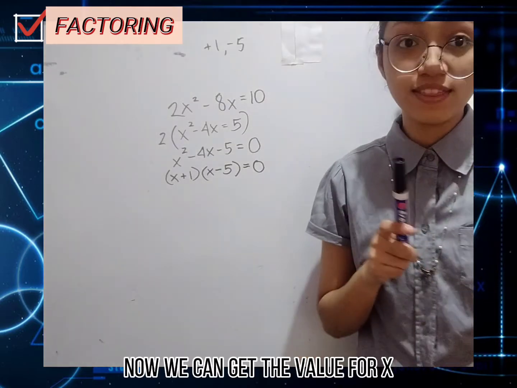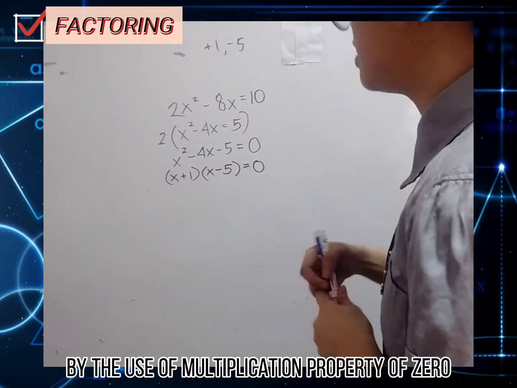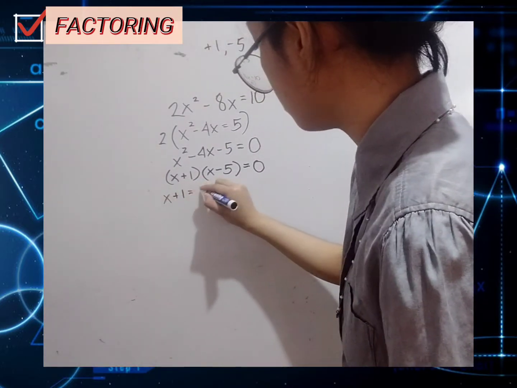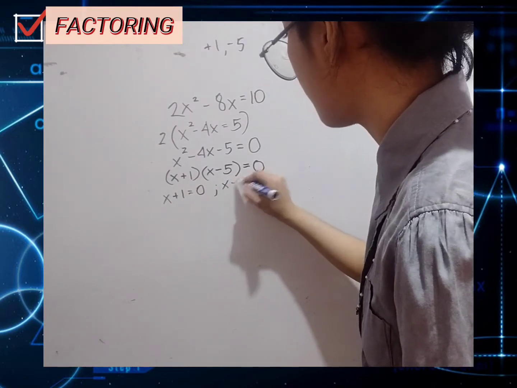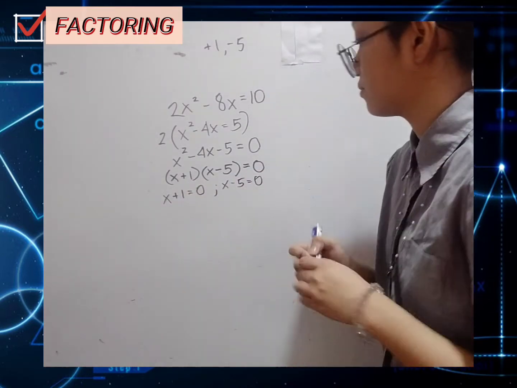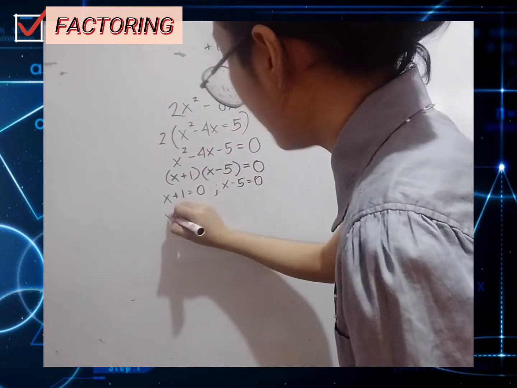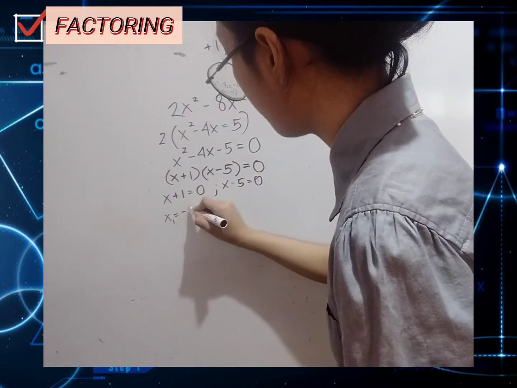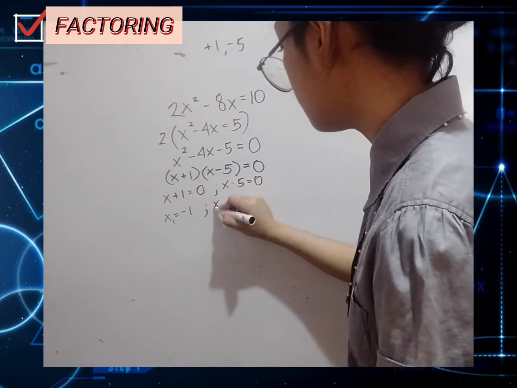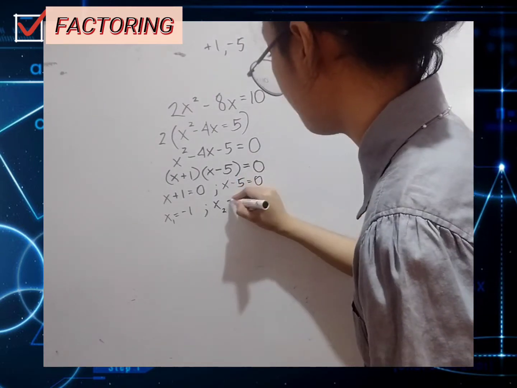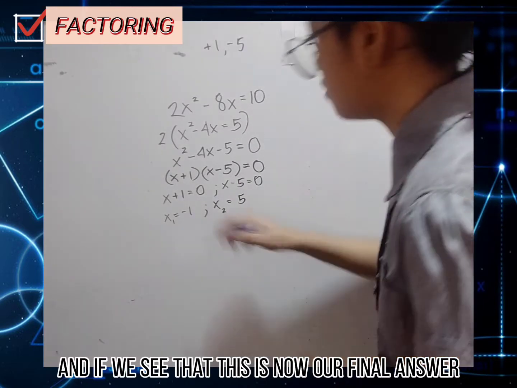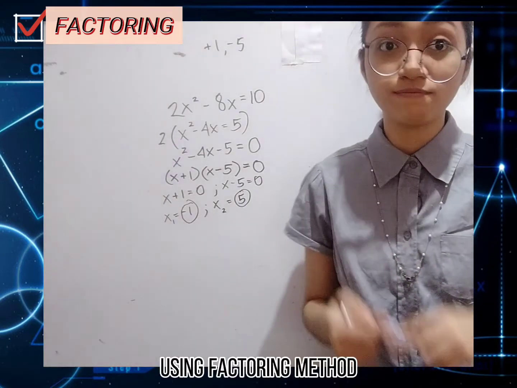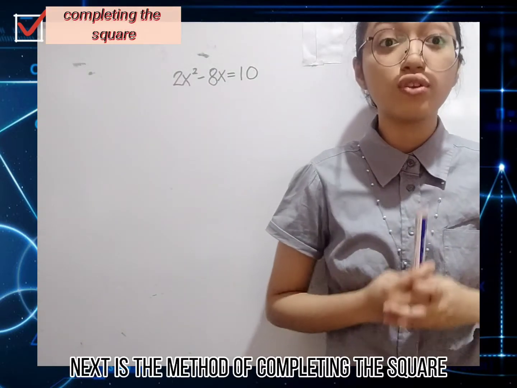Now we can get the value for x. Let's equate each factor to 0 by the use of the zero product property. So this will become x plus 1 equals 0, and the other is x minus 5 equals 0. Next, in x sub 1, positive 1 we transpose, it will become negative 1, and in x sub 2, negative 5 will become positive 5. And as we see, this is now our final answer, or the roots of our quadratic equation, using the factoring method.